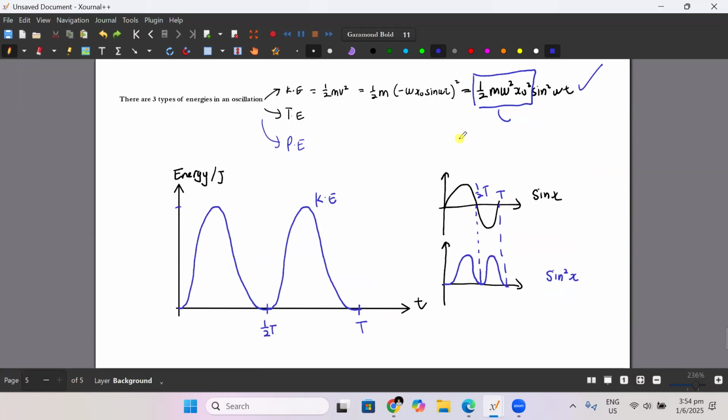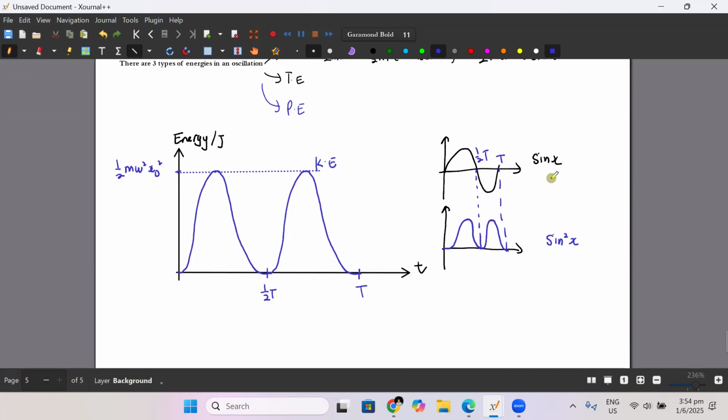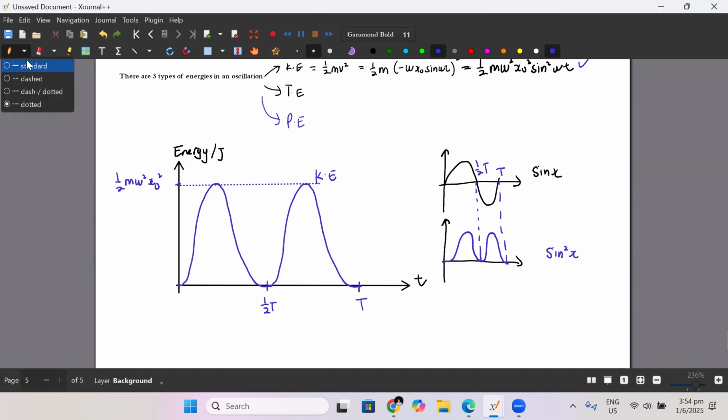Okay? So I'll write this here. This is half m omega square x naught square. And I'll draw a dotted line like this. Then I purposely do that because I want to show you that, dude, it's damn easy. It's just TE. Because look, the maximum energy you get is also the total energy. So we write it straight away: total energy is just the max KE. And the idea as well is just this amplitude value.